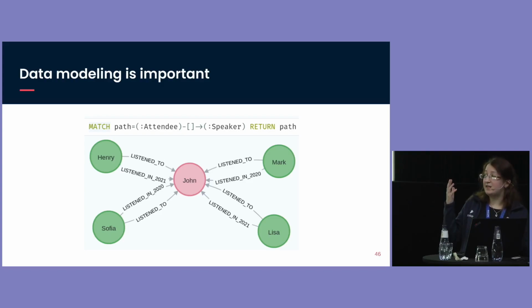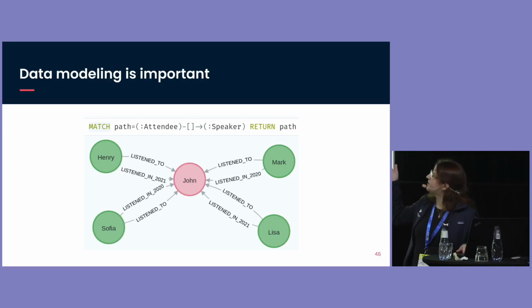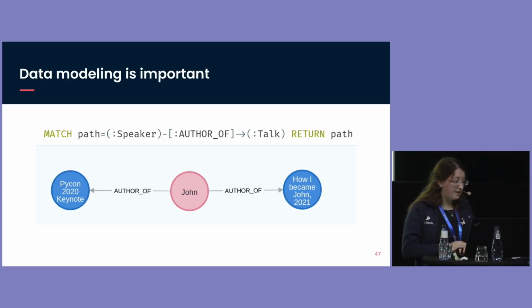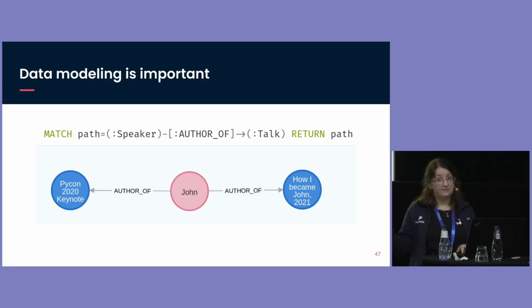Well, let's take data that we already used and just change our perspective on it. So instead of connecting attendees and speakers, let's separate the talk as its own entity. And now we have our speaker John, who is a proud author of two talks, PyCon 2020 Keynote, and the famous How I Became John of 2021. Recommend listening. And now we have talk as a separate entity. So what can we do? We can create a relationship between attendees and talks instead of speakers.